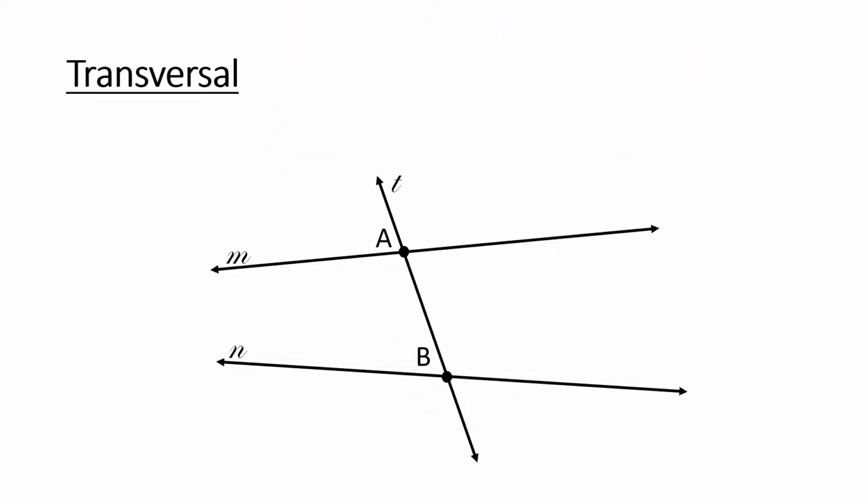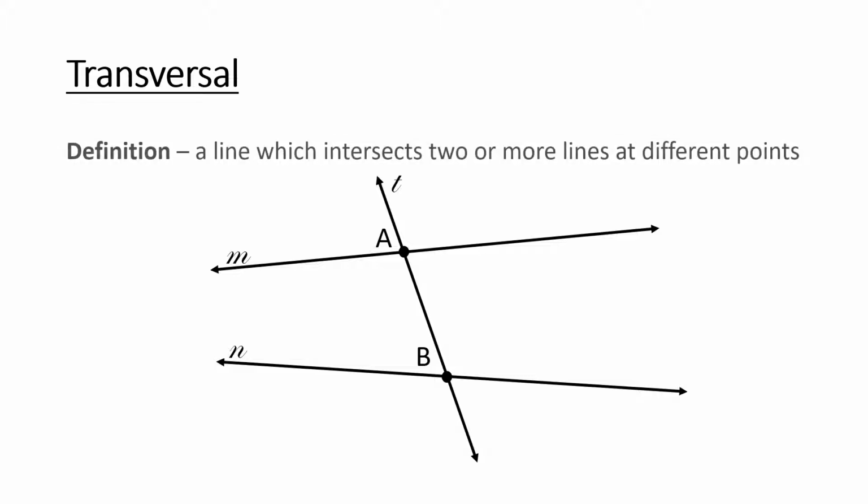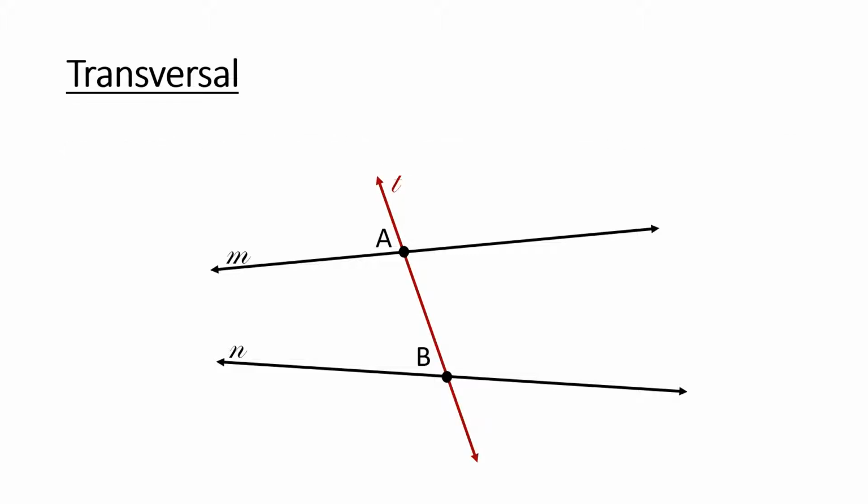Now today we're going to look at what is called a transversal. By definition, a transversal is a line which intersects two or more lines at different points. So in our figure here, we have lines M and N that are intersected by line T at points A and B. Line T is the transversal of lines M and N.